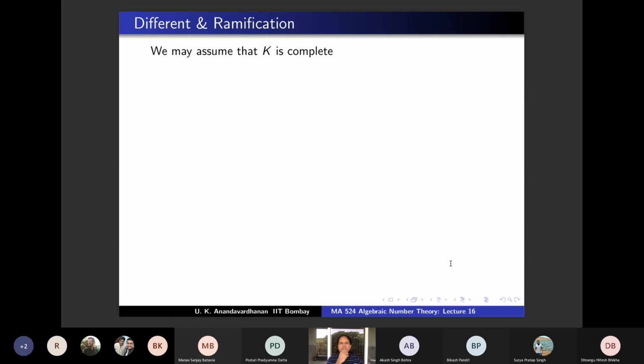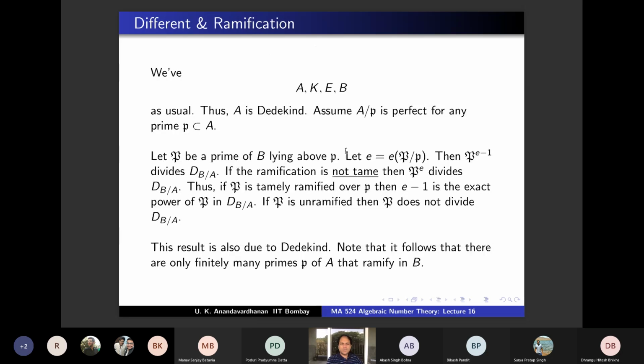Okay. So first observation is that we may assume that K is complete in order to prove this. This is a global result. K is quotient field of a Dedekind ring. There's nothing local about it. But I'm saying that you can assume that K is complete. Why is that? Because both ramification and different will behave well with localization. So you could have assumed it's a DVR, and both these will behave well with completion. So you could have as well taken completion with respect to the prime.